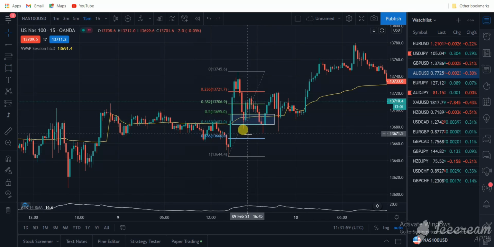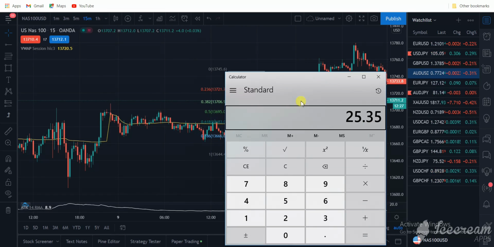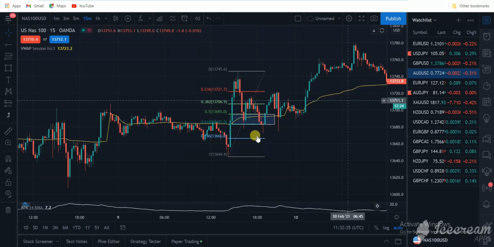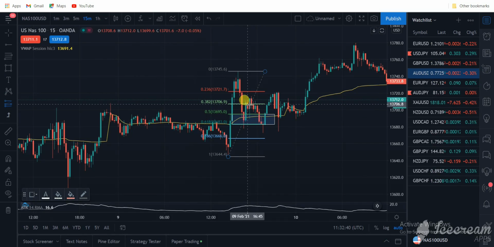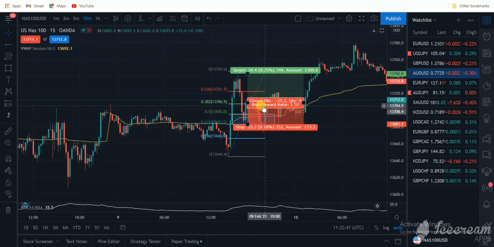Alright, so guys, clearly 16.9 times 1.5 is 23.4 pip stop. Alright, so a 25 pip stop. So let's get our position tool right here for a buy at this point. So for a 25 pip stop, and guys, as you can see, we lost this trade.